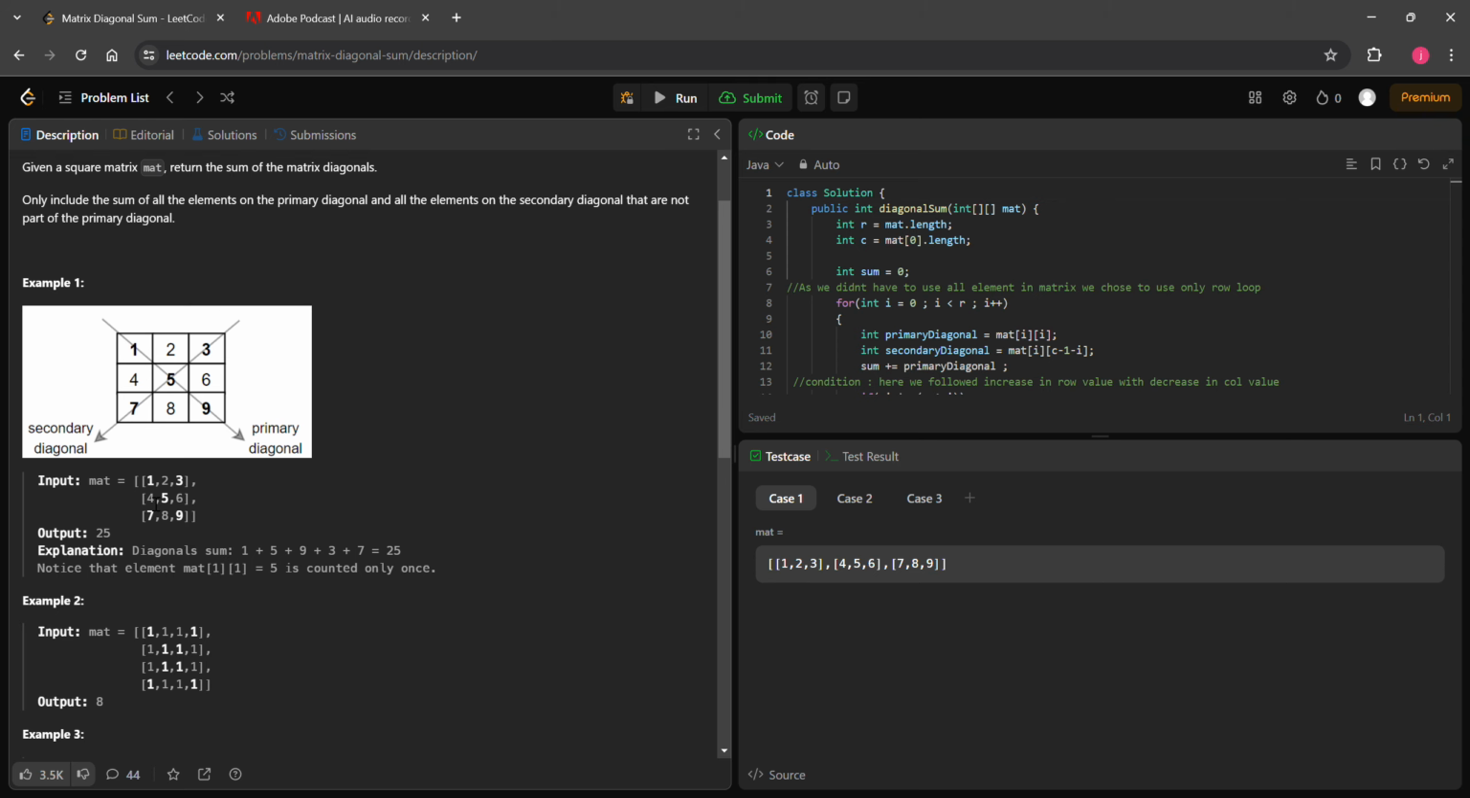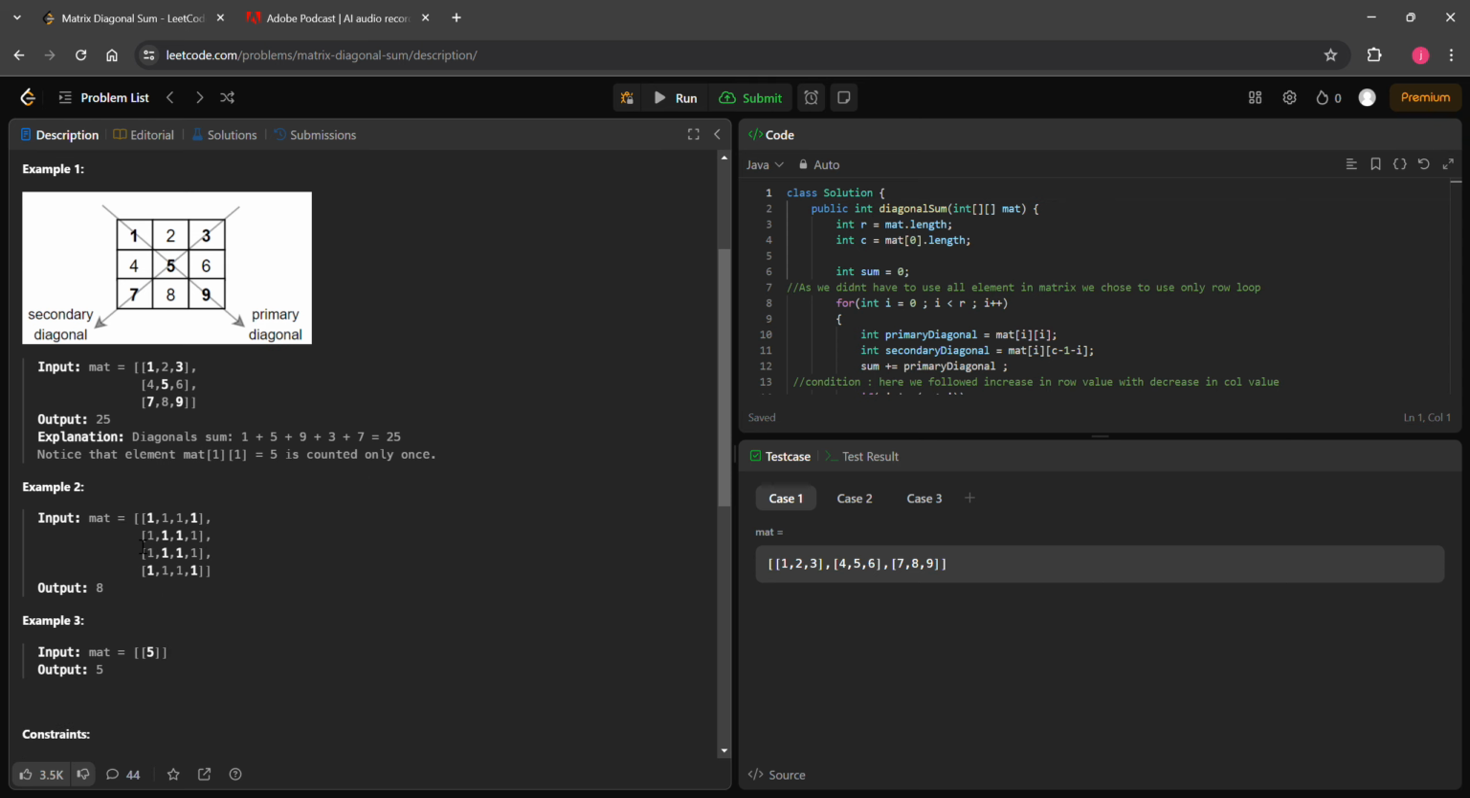For example, the input is given 1, 2, 3, 4, 5, 6, 7, 8, 9. So the output will be 1 plus 5 plus 9 and 3 plus 7. So the diagonal sums are 1 plus 5 plus 9, this is the primary diagonal, and this is the secondary diagonal excluding the primary diagonal's number 5. So if we sum that, it will be 25.